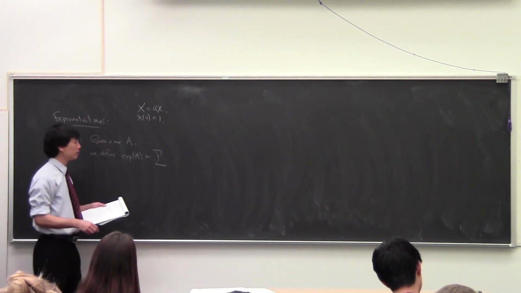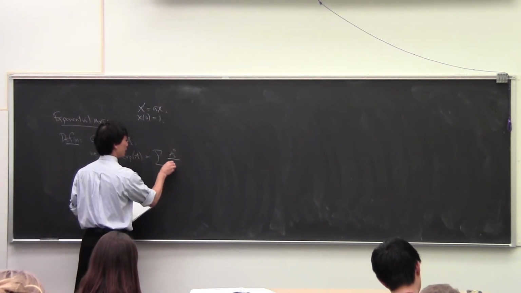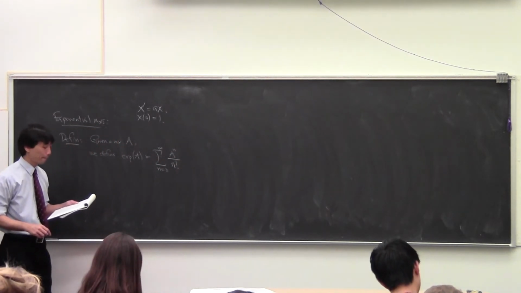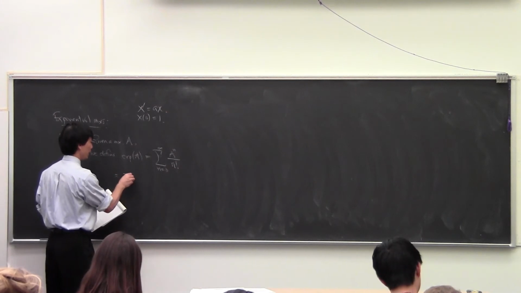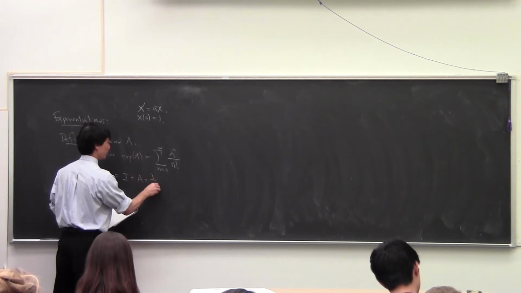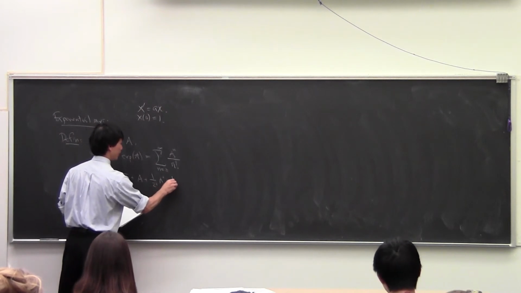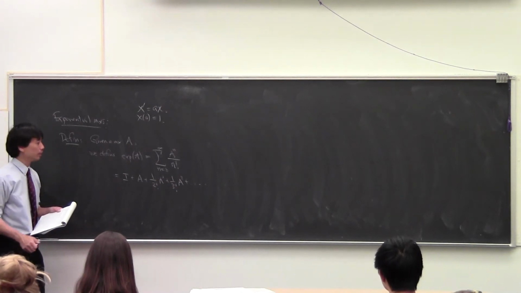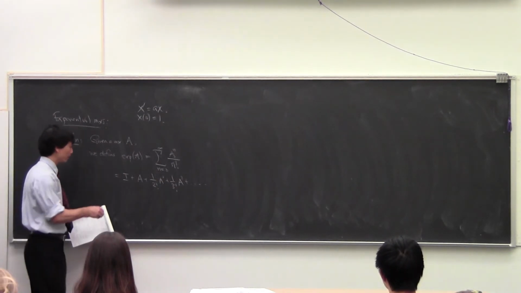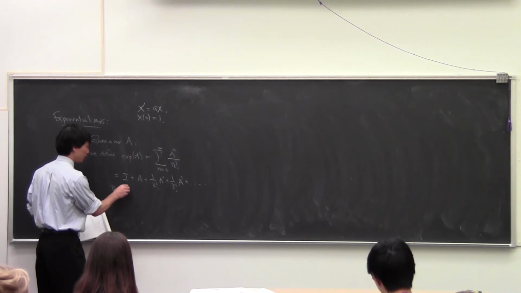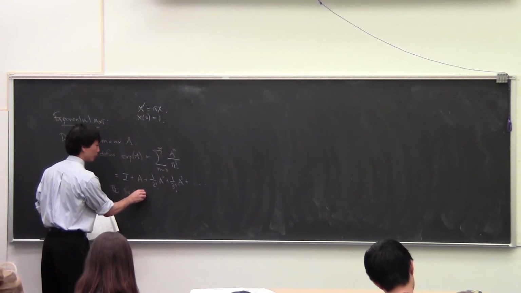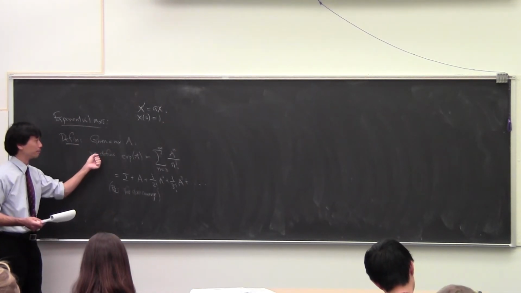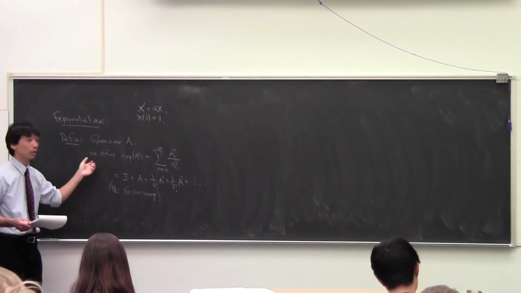We'll use the power series and put the matrix into the power series. So this is I plus A plus 1 over 2 factorial A squared plus 1 over 3 factorial A cubed, et cetera, and you hope that this actually converges to something. This does converge, but we're not going to talk about it. All of the entries are going to converge.